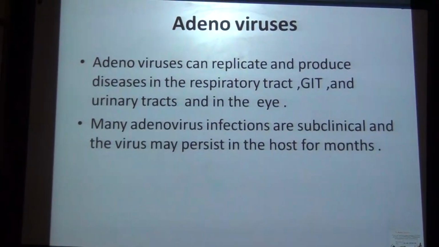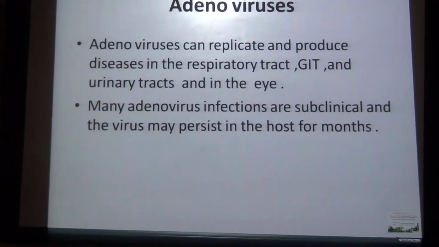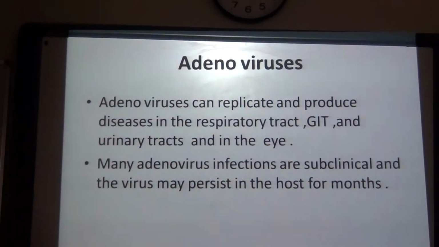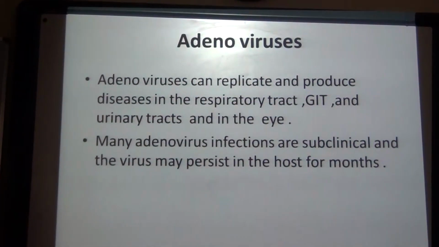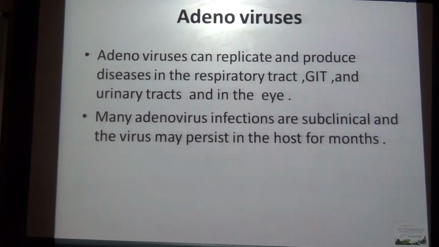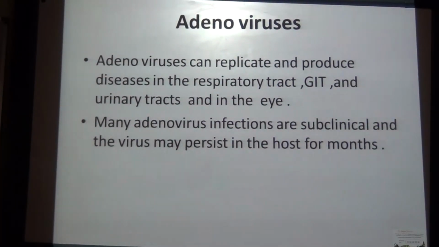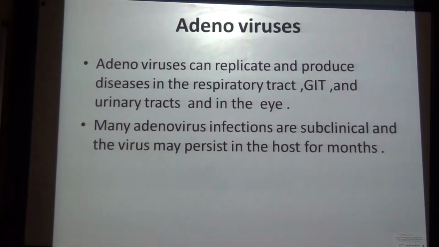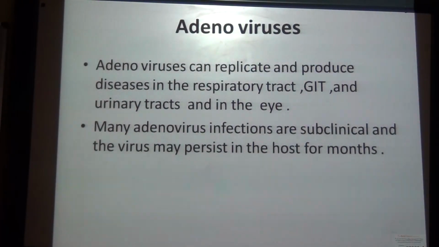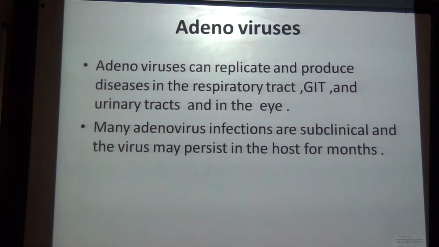So adenoviruses are a group of viruses and they can replicate and produce diseases in the respiratory tract, gastrointestinal tract, urinary tract, and in the eye. Many adenoviruses cause infection of subclinical type, and sometimes the virus may persist in the host for months.